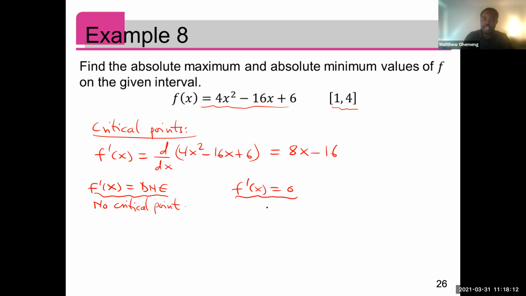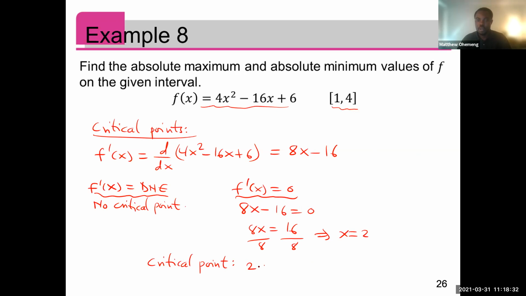Right, so we check the second condition. For that one, we have to set f prime of x equal to 0 and solve. So for this one, you get 8x equal to 16. Divide by 8, divide by 8, which means x equal to 2, right? So the only critical point we found is 2. Right, so that's the only one.